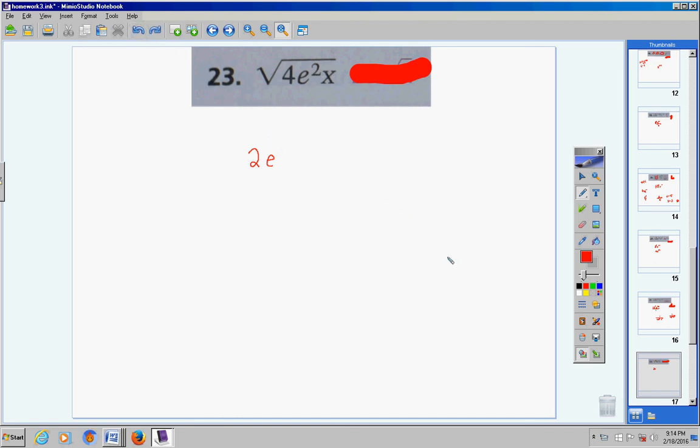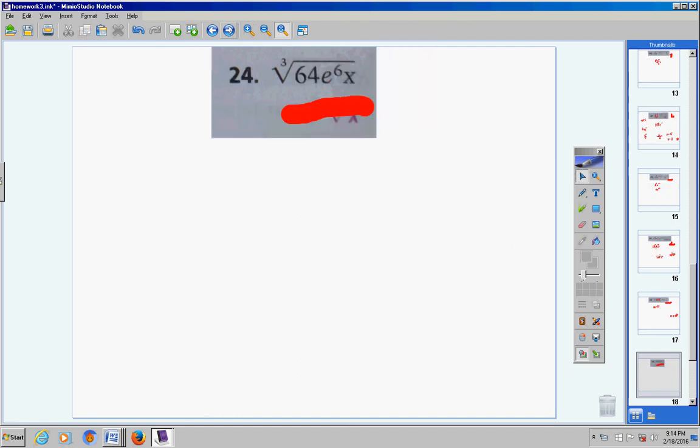Another way to look at it is this. e times e equals e squared. So the square root of e squared is e. So the square root of 4 is 2, the square root of e squared is e, and you're left over with x on the inside. You cannot take the square root of x, so that's your answer.